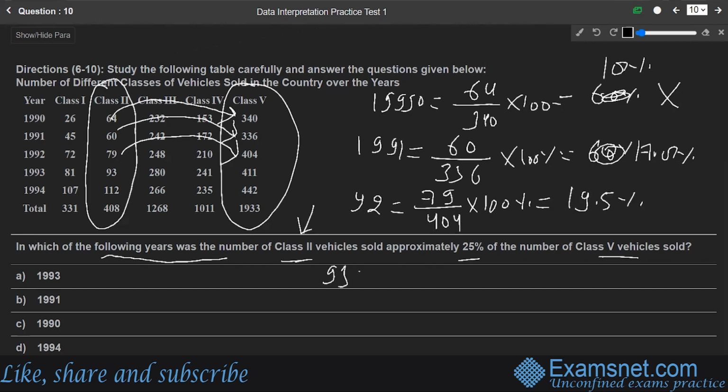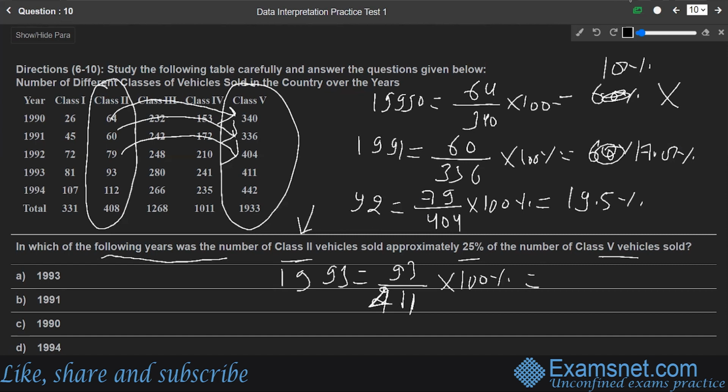For the year 1993, we are supposed to find out 93 is what percent of 411, into 100%. This is how we are supposed to find out.